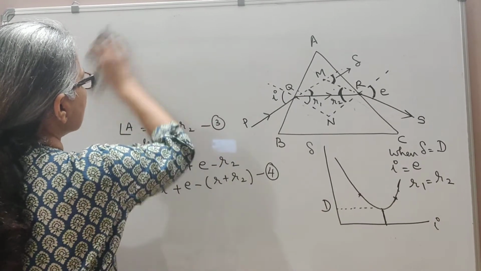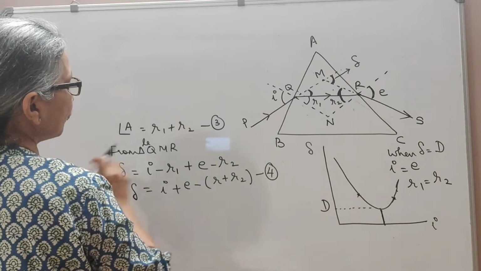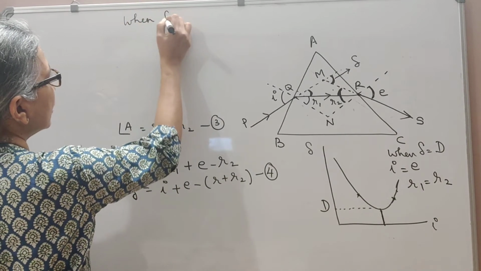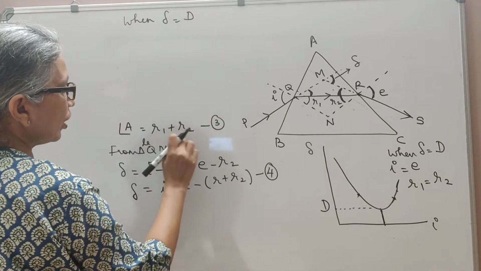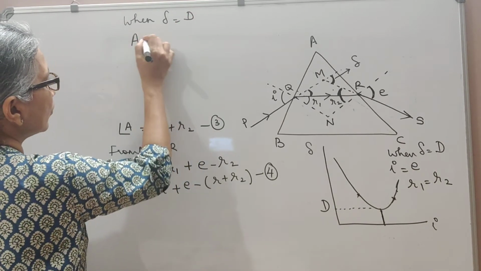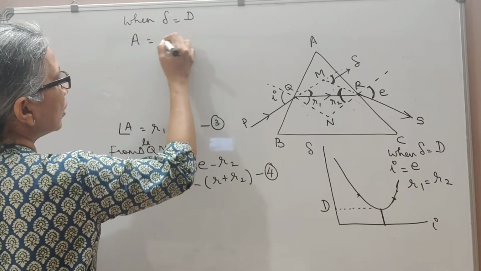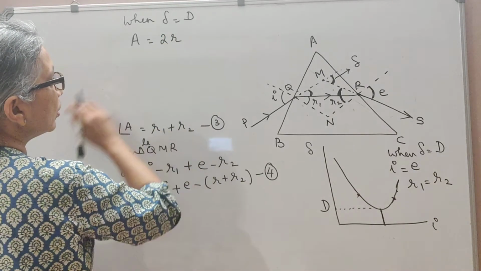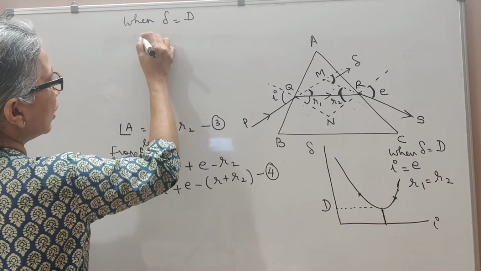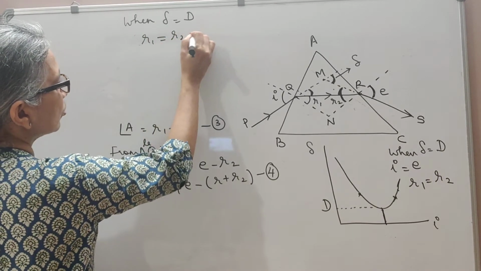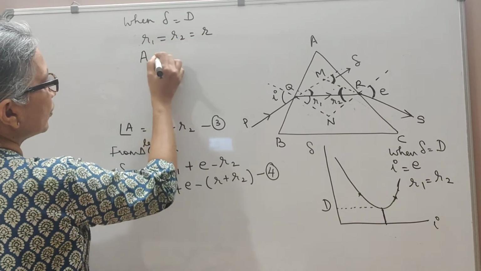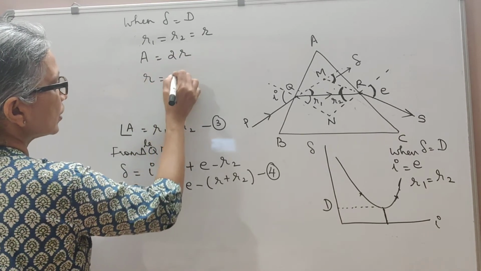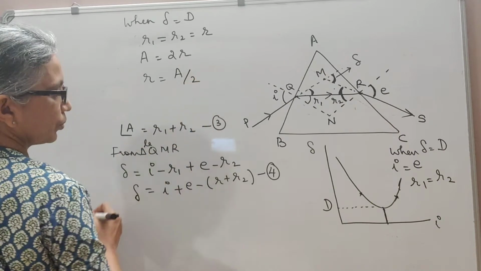So we now take equations 3 and 4, and I'm going to substitute the conditions that we discussed just now. That is, when delta is equal to capital D, we know R1 and R2 are the same. I'm taking R1 equal to R2 equal to R. So angle A will become equal to 2R, or I may write R is equal to A by 2.